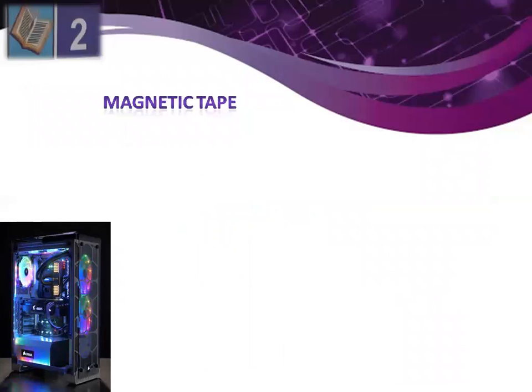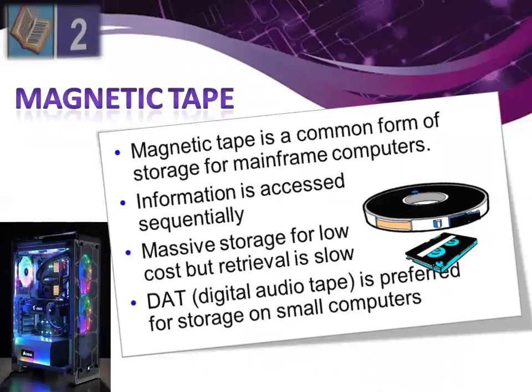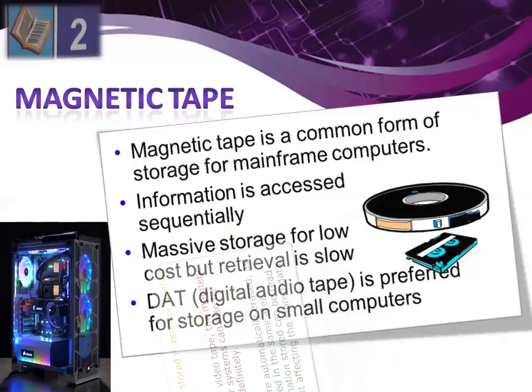First of all, we have magnetic tape. Magnetic tape is a common form of storage for mainframe computers. Information is accessed sequentially. It offers massive storage at low cost, but retrieval is slow. Digital audio tape is preferred for storage on small computers. Remember, dear student, it's an old way to store your data in the form of reels, and you can access your data using the sequential access method.